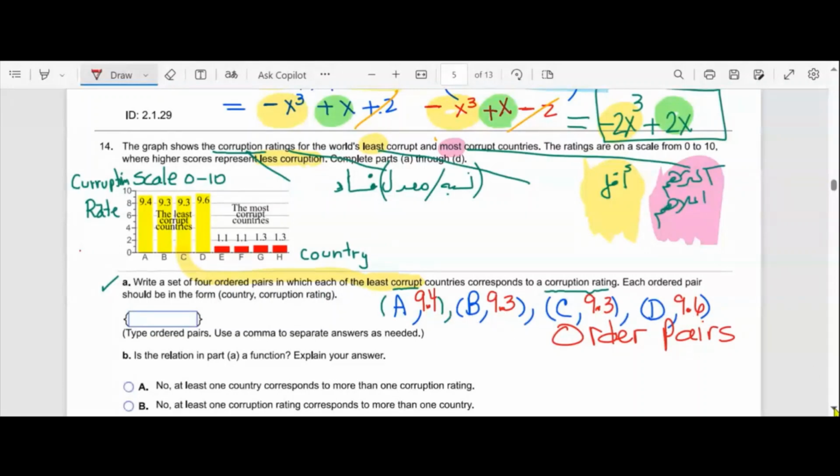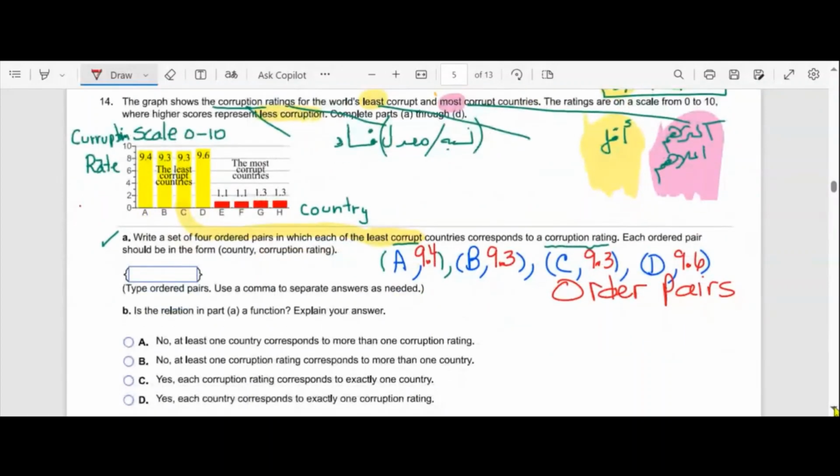Okay. Now let's go to the next question. Read the next question. Write a set of 4 ordered pairs in which the least corrupt countries correspond to a corruption rating. Each ordered pair should be in the form country, corruption rating. We finished with this. We wrote it down. Okay, B.